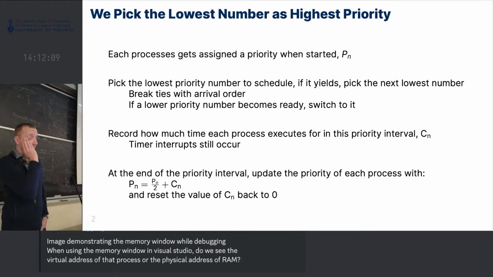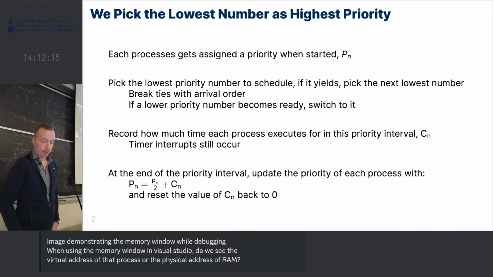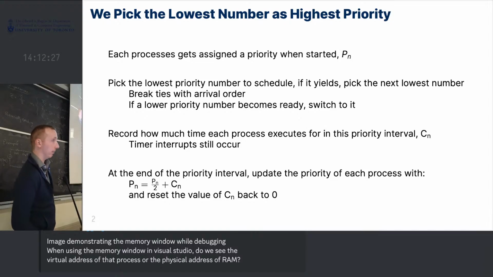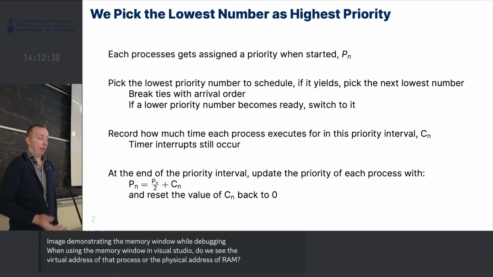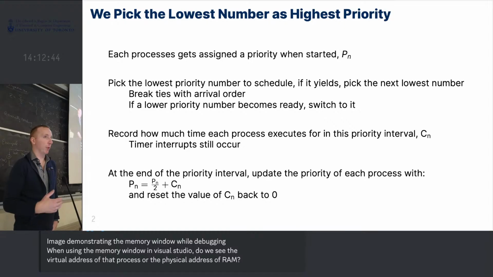Like we've been doing in Linux, the lowest number means higher priority. For this, each process gets assigned some priority Pn when it starts that you would be able to specify, and the algorithm works as follows. We pick the lowest priority number as the process to schedule. If it yields, we just pick the next highest priority process. If there is a tie, we would just go to arrival order or something like that. If a process with a lower number, aka higher priority, becomes ready, then we switch to it immediately. So we have preemptions here.